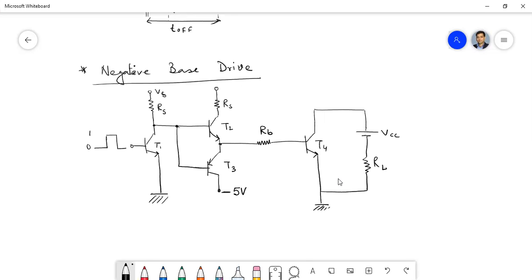So that means it is very clear that the parasitic capacitance which has been formed between this PN junction will be discharged at a faster rate if we have a negative bias connected to T3. Okay. Is it clear?